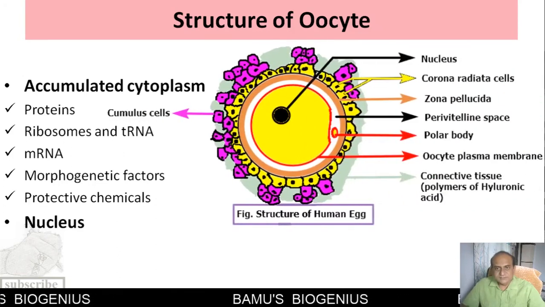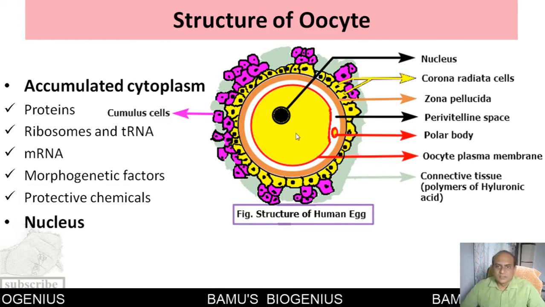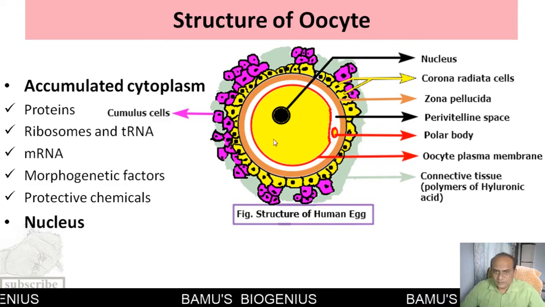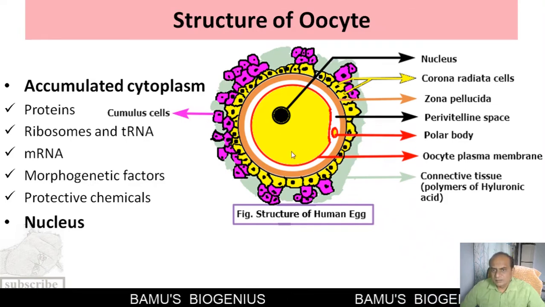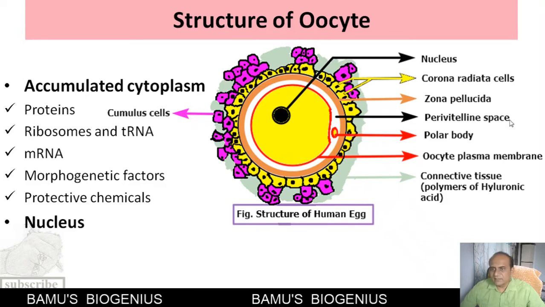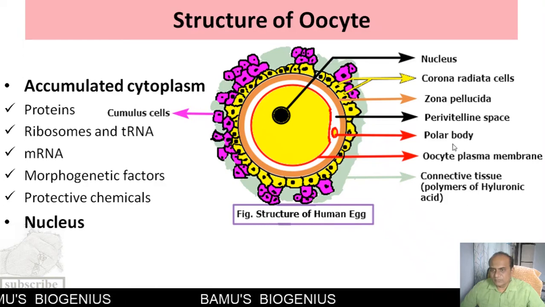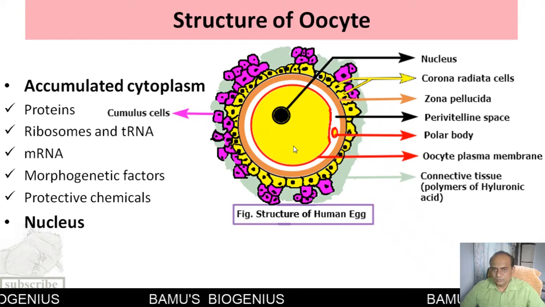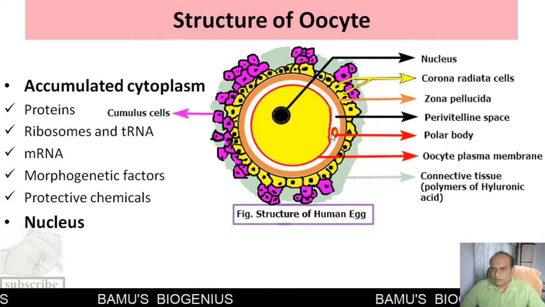Now, externally, if we see the structure of a human egg, the cytoplasm is bound by the oocyte plasma membrane. Outside the oocyte, you will find a space. This is known as the perivitelline space. Now, this perivitelline space contains a polar body. As we know that the human egg is a secondary oocyte, and that's why it contains the polar body.